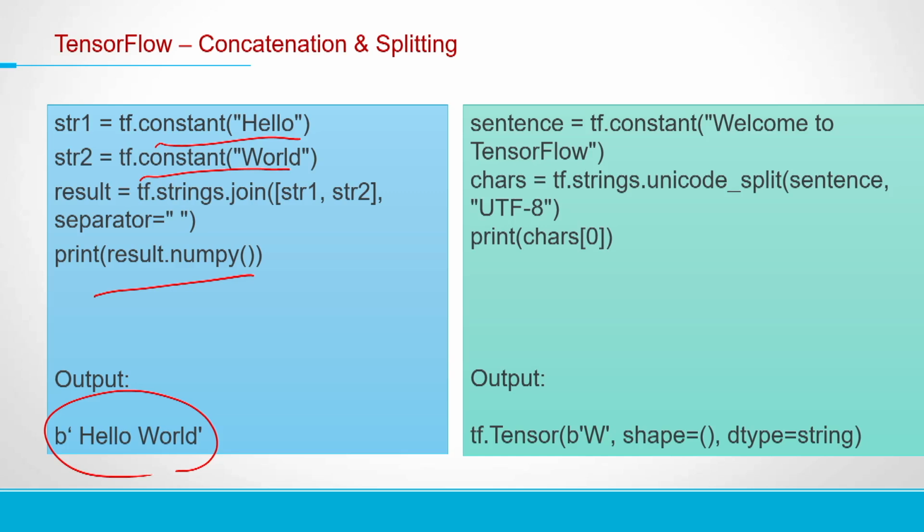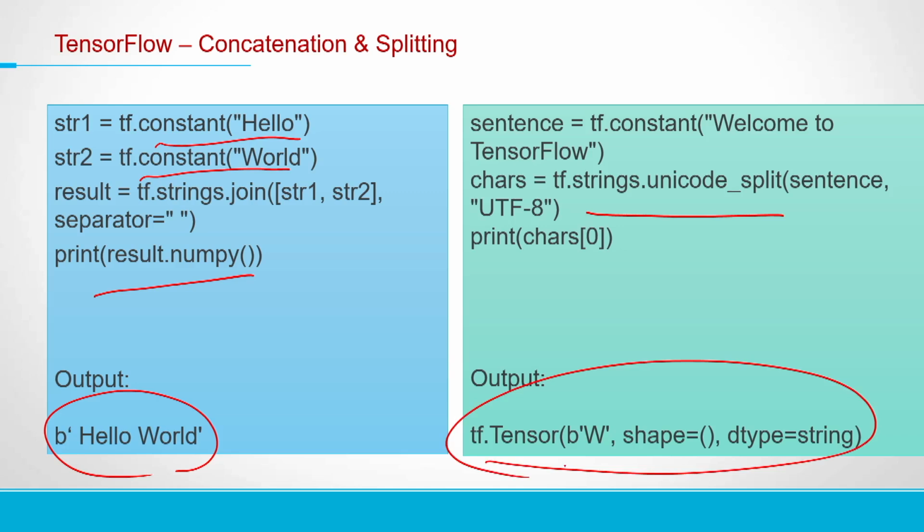Now, see the other example, which is splitting. Here, with the constant value I have given welcome to TensorFlow, and I have used the string split function, which says that the sentence can be split with the character set UTF-8. So, if I print character 0, then it prints the first character stored in the particular string value. This will be the output. I have got a tensor, and it shows the first character being taken, that is, the first letter of welcome, which gets displayed over here.